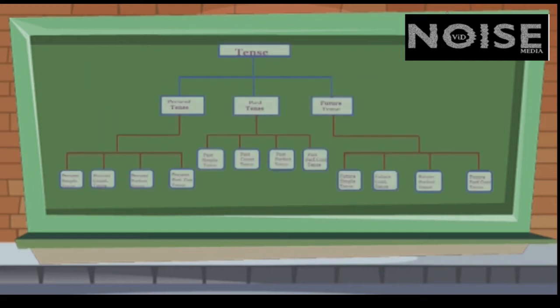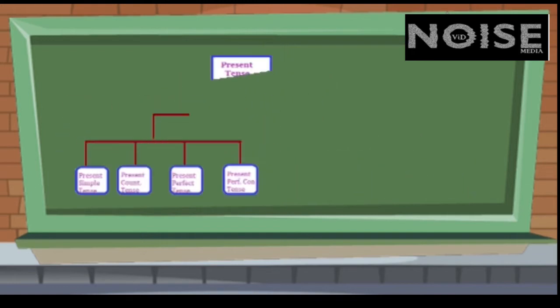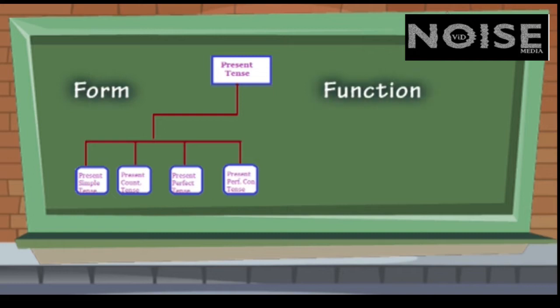We can arrange them in three major time classes. These are present, past, and future. We have four different tenses under each time concept. And today we'll be dealing with present simple or present indefinite tense. First, we'll be doing the form and then function. This means first we'll see what formula we follow to construct a sentence in this tense, and second, why we use this tense. So, formula first.